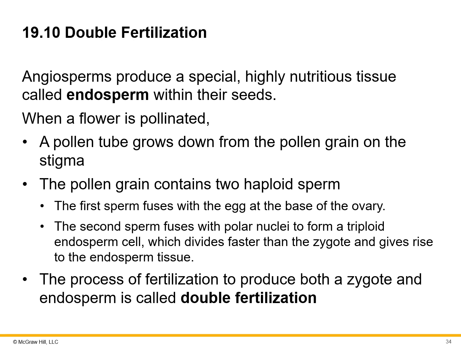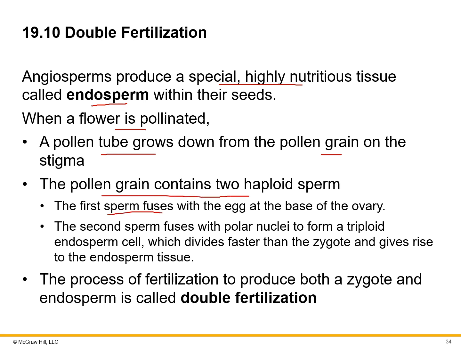We also have a process called double fertilization. So angiosperms make highly nutritious tissue called endosperm inside the seed. Again, that's the food for them. So when a flower is pollinated, that pollen tube grows down from that pollen grain, again, the haploid male gametophyte that's on that stigma. Then the pollen grain has two haploid sperm.